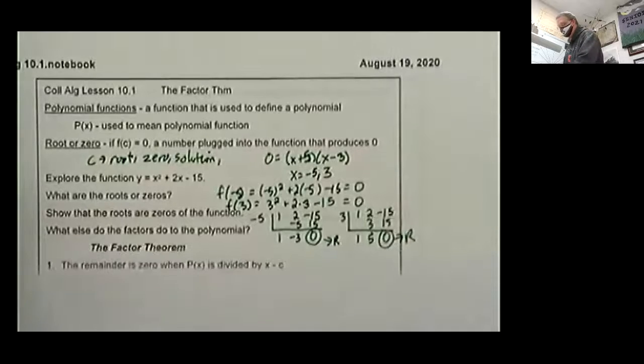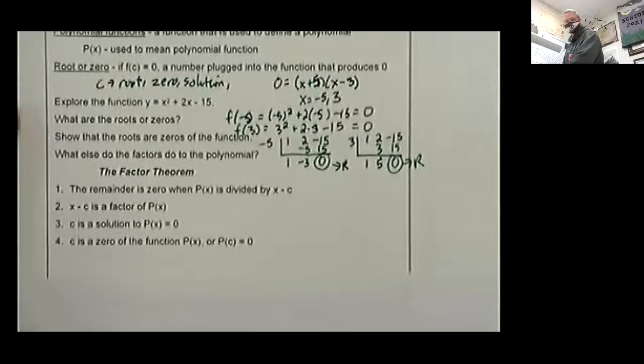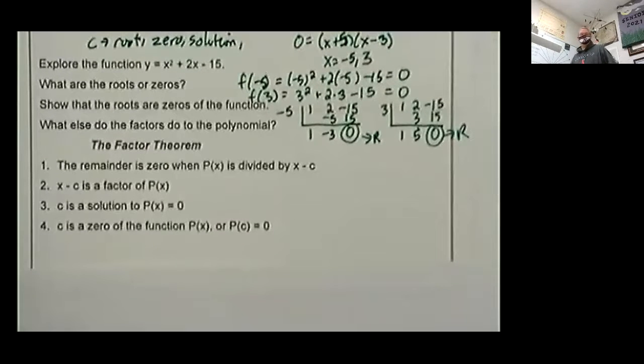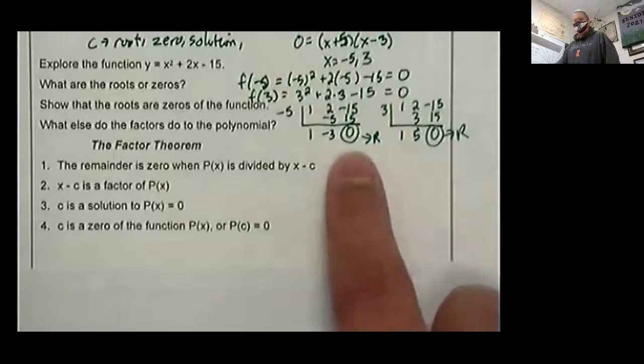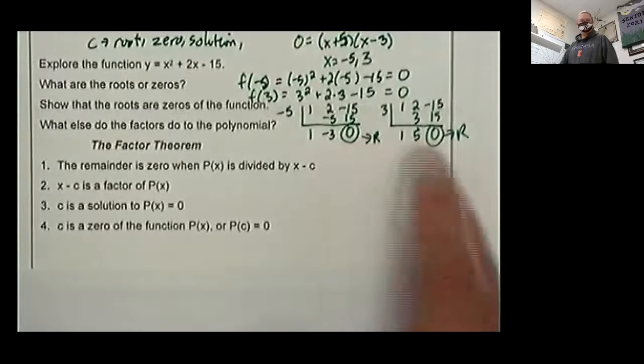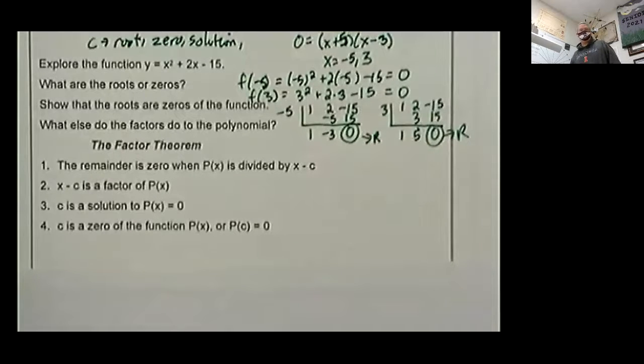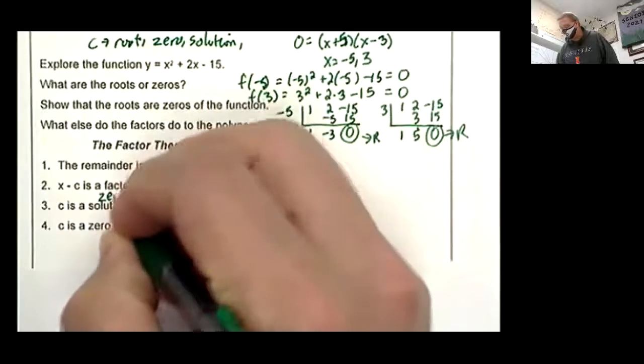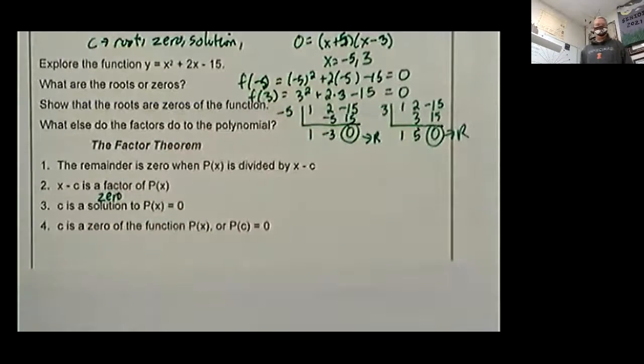So a bunch of things are going on here. The first, in the factor theorem, the remainder is 0 when the polynomial is divided by x minus c. So when we do synthetic division with a binomial factor, then the remainder has to be 0. We just saw that evidenced up here. Therefore, x minus c would be a factor of the polynomial. c is also a solution to the polynomial. When we plug it in, it's a 0, right? Solution or 0 to p of x. And then c is also a 0 of the function p of x, or p of c equal to 0.